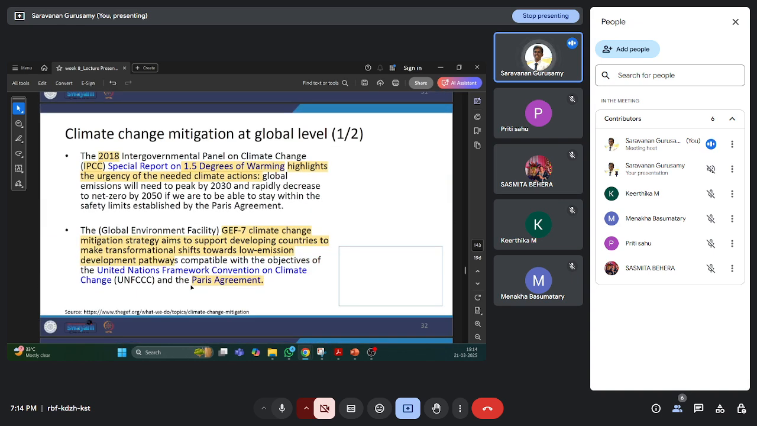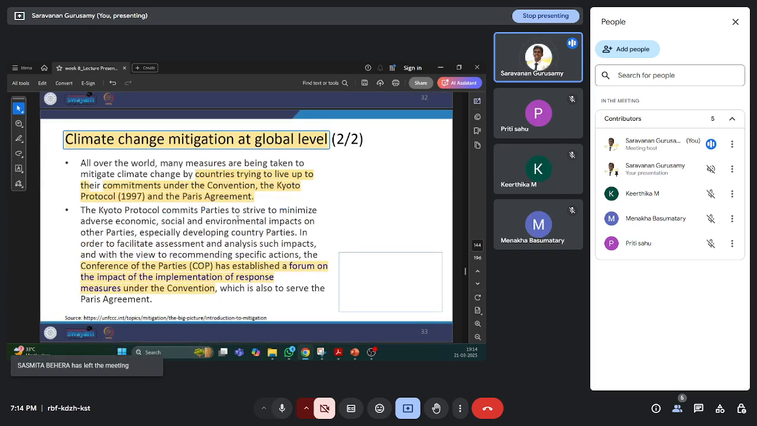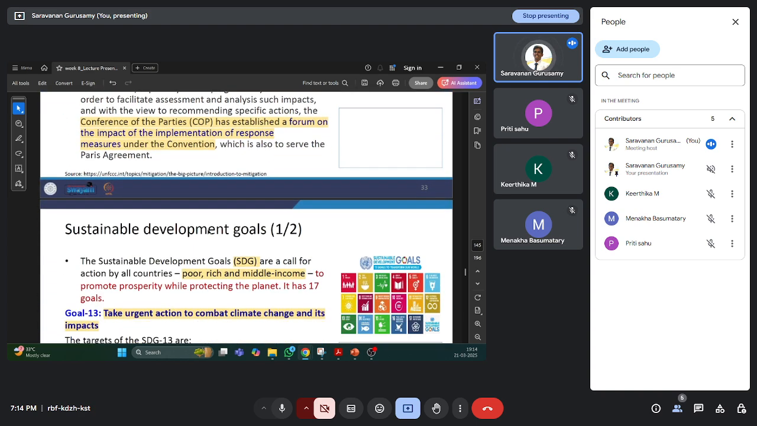So 2018 IPCC guidelines mentioned, the report mentions 1.5 degree rise has already happened, that highlighted and it is a serious issue that was spoken worldwide. And the United Nations Framework Convention on Climate Change, that is UNFCCC, and the Paris Agreement, they have given GEF7, that's a Global Environmental Facility Climate Change Mitigation Strategy. And lots of conventions has happened, as I mentioned, Montreal, Kyoto Protocol, Paris Agreement. Everybody came and sit together to discuss about what are the ways we could possibly reduce these things.